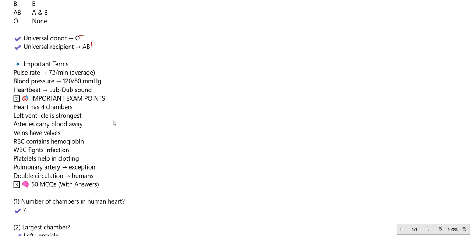Heartbeat का sound होता है लब डब. Heart has four chambers. Left ventricle is the strongest. Arteries carry the blood away. Veins have valves. RBCs contain the hemoglobin. WBCs fight the infection. Platelets help in clotting. And the pulmonary artery and pulmonary vein are the exception.